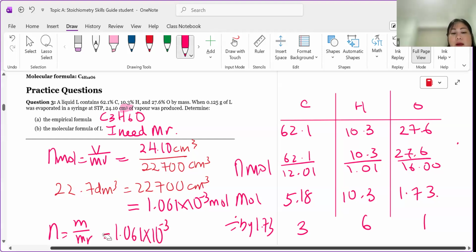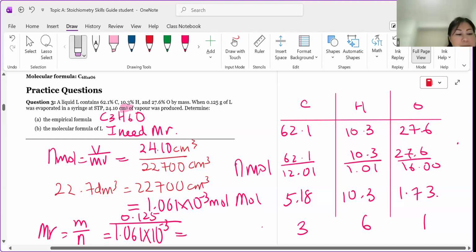If we need the MR, then the formula is MR equals mass over moles. So mass is 0.125, and moles is 1.061 times 10 to the power minus 3. Put the moles down, and with that we will be able to find the MR. It's about 117.8, around that. If it's slightly different, it's fine because of the rounding off. So 117.8 is the MR.